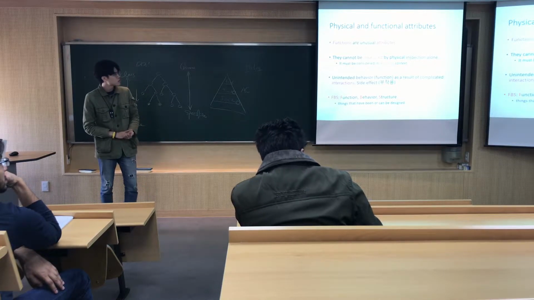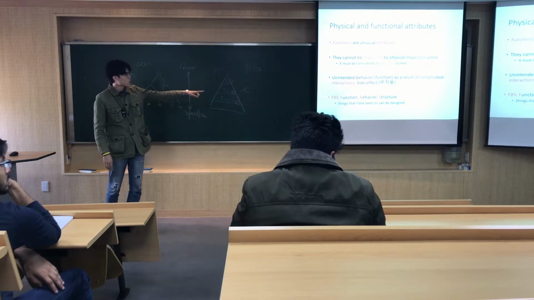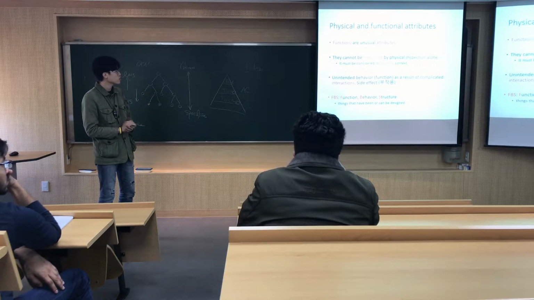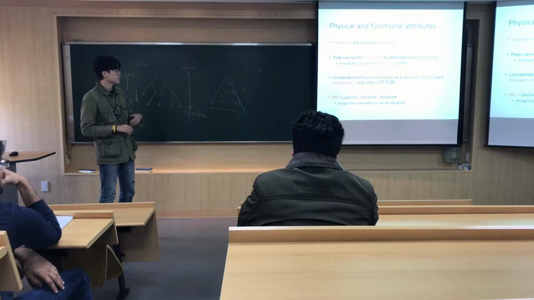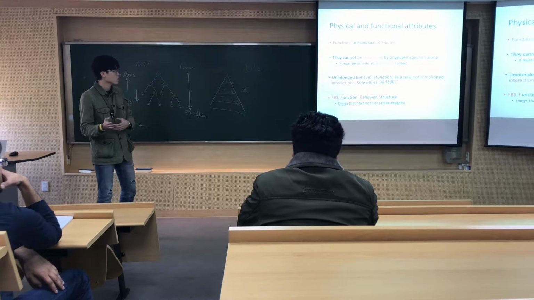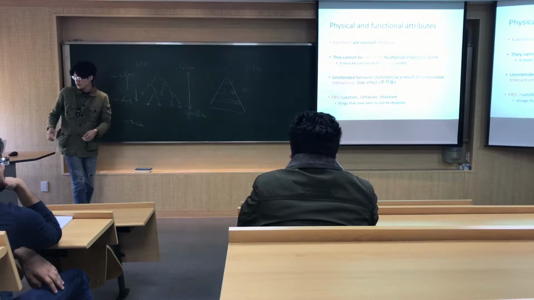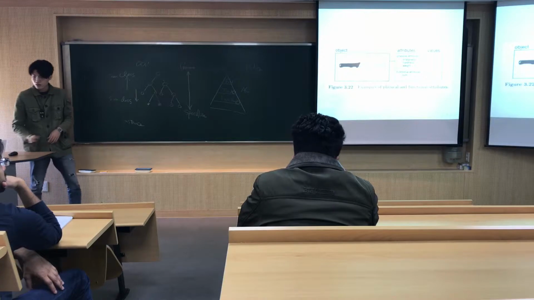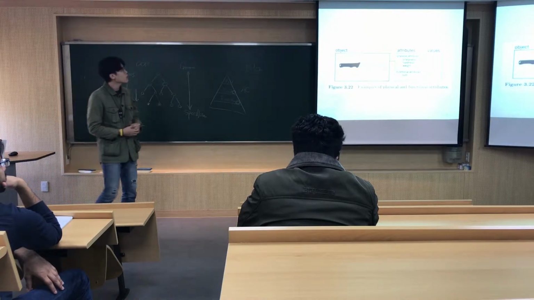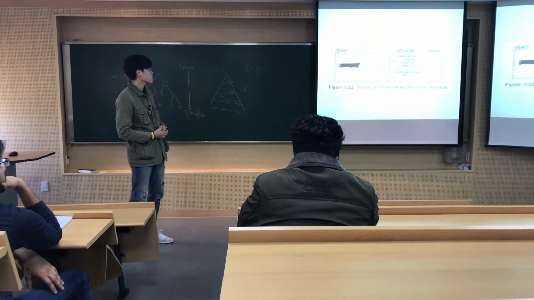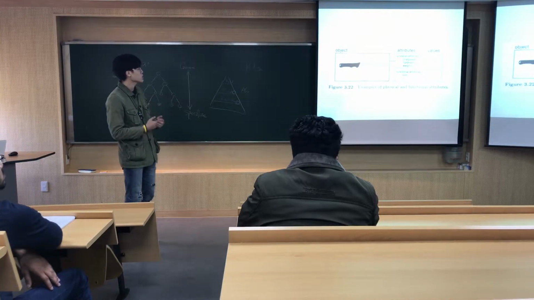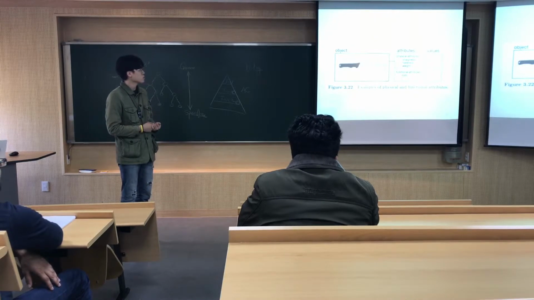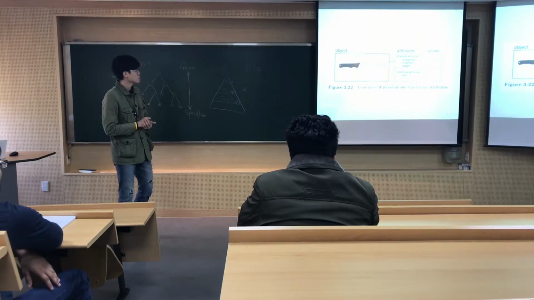And if you see the bottom, function, behavior, and structure, these are things that can be designed and can be a physical or functional attribute. So the examples of physical attributes are sharpness, hardness, and weight. And a functional attribute of a knife can be cut, something like that.